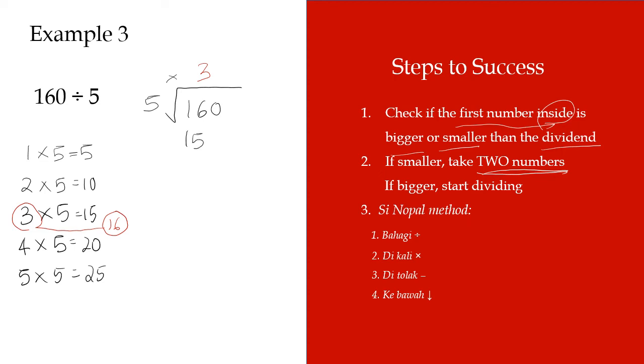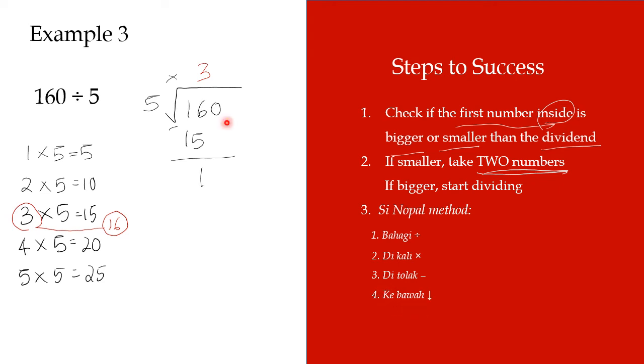So that's step 2. Step 3 is ditolak, which means minus. So you are going to ditolak, ditolak, ditolak nombor ani. So you minus 16 minus 15. So that's 6 minus 5 gives us 1, and 1 minus 1 gives us 0. You do not need to write down 0 down here because it might confuse you.